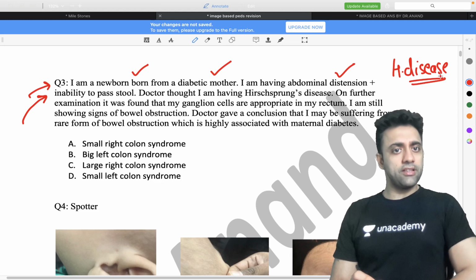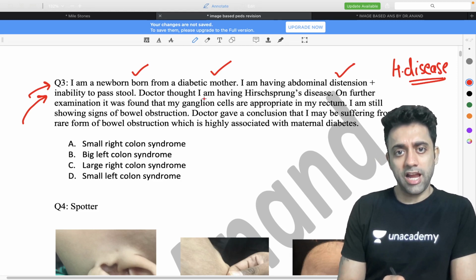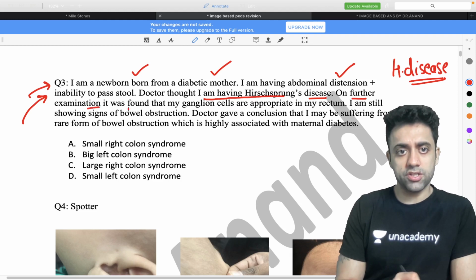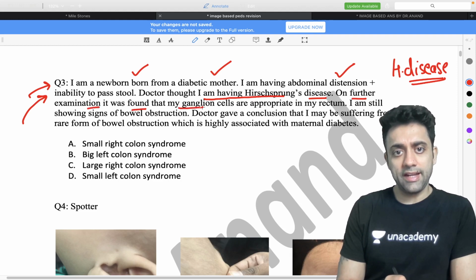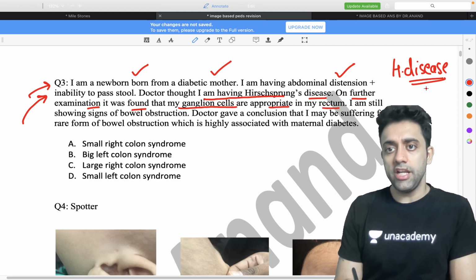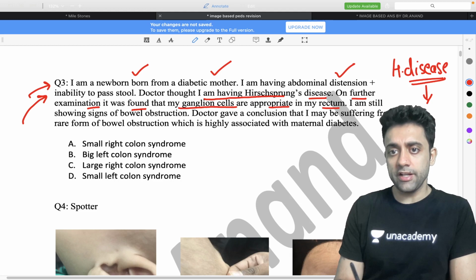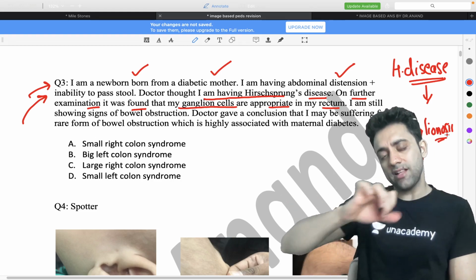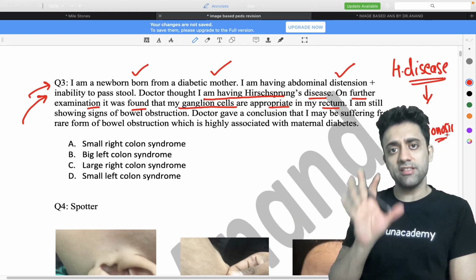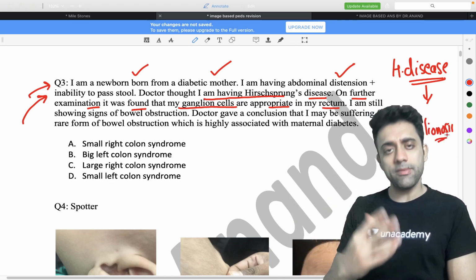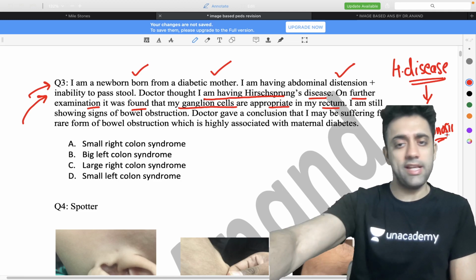So then the further question is, doctor thought I am having Hirschsprung disease. On further examination, it was found that my ganglion cells are appropriate in my rectum. Yeah, this is a good question. In Hirschsprung's disease, what do you usually get? You get aganglionosis. Aganglionosis means ganglion cells are absent in one part. That's why peristalsis is not happening, that's why my feces is getting stuck there, that's why I'm not passing stool, that's why I'm having abdominal distension, that's why I'm having all the issues. Yes or no? So all these things are there, right?